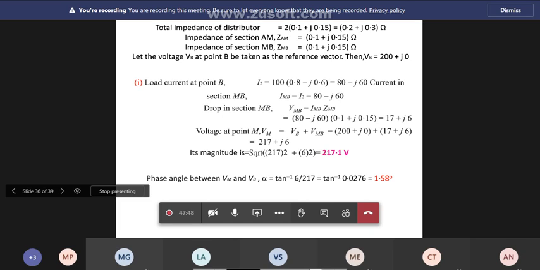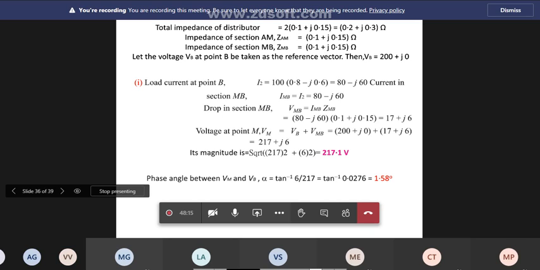Now first one, the load current at point B, that is I2 cos phi2 minus j sin phi2, that is 80 minus j60. Now the current in section MB is nothing but I2, 80 minus j60. Now the voltage drop in section MB, VMB, is equal to IMB times ZMB. The value is like this.